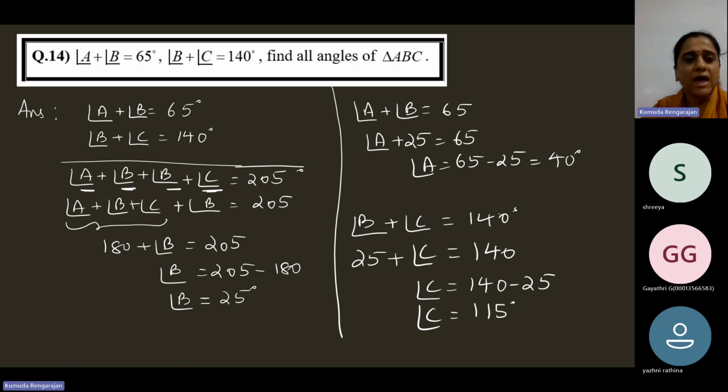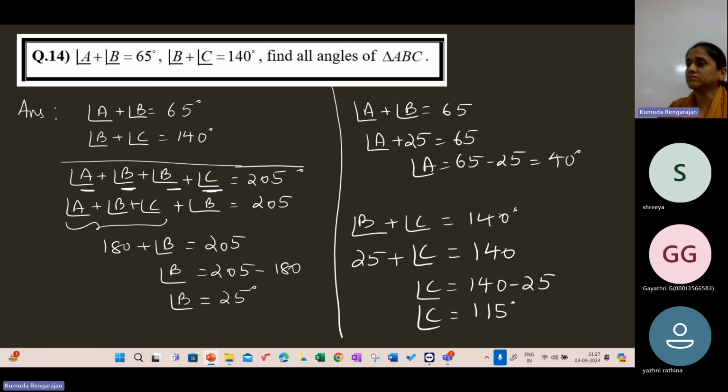Now we found B. Angle A plus B is 65, so substitute B and find A. B plus C is 140, so substitute B and find C. Correct?